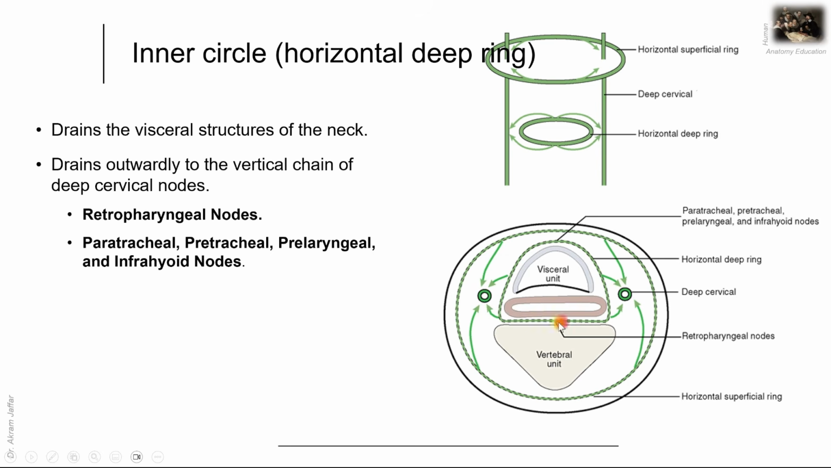Now let's deal with the inner circle or horizontal deep ring, and these drain the visceral structures of the neck. They drain them outwardly to the vertical chain of the deep cervical nodes that are located along the internal jugular vein. The inner circle can be divided into retropharyngeal nodes and another group which is related to the trachea and the larynx: paratracheal, pretracheal, prelaryngeal, and infrahyoid nodes. And they drain the viscera of the neck.